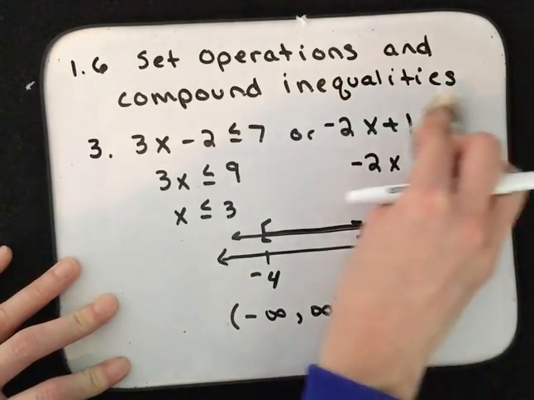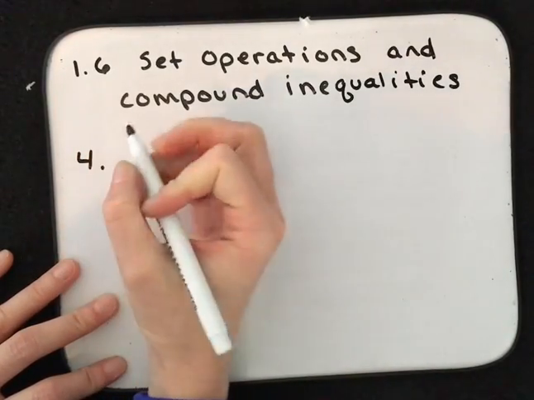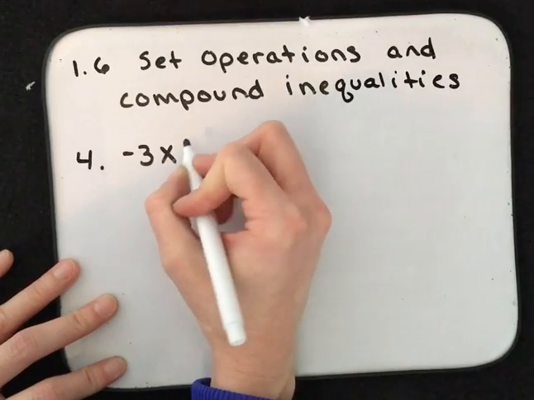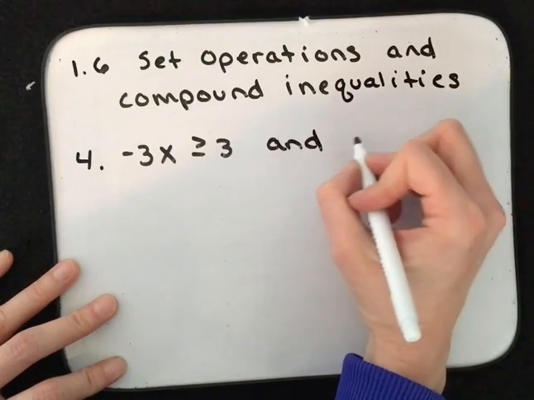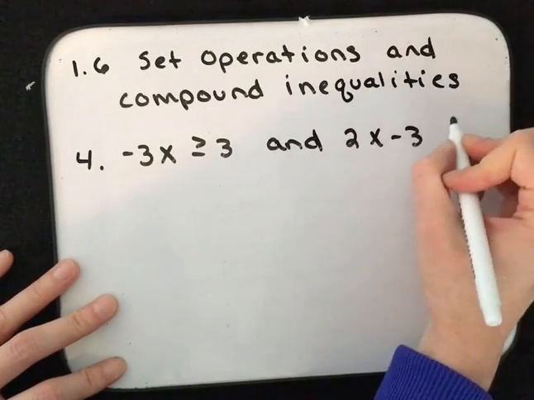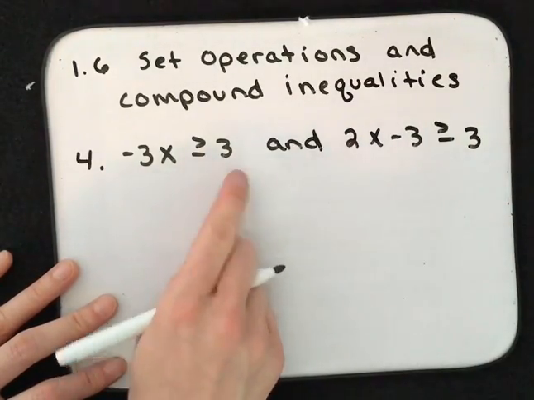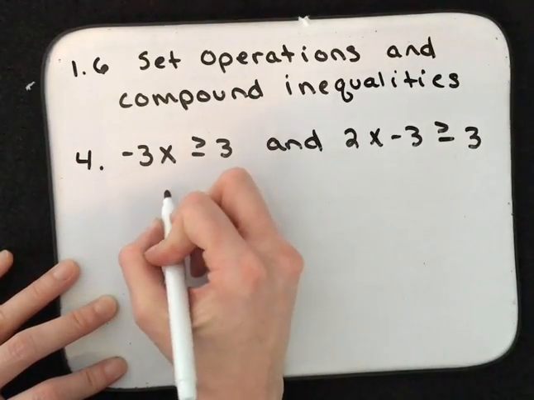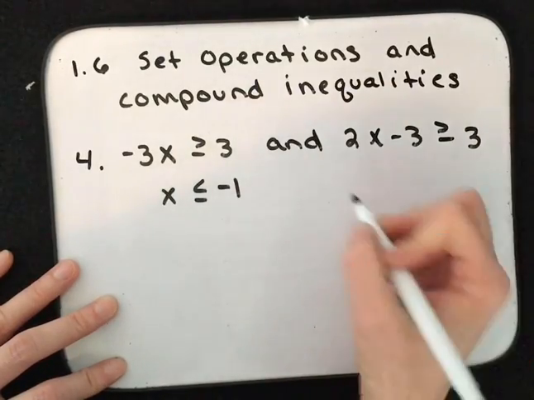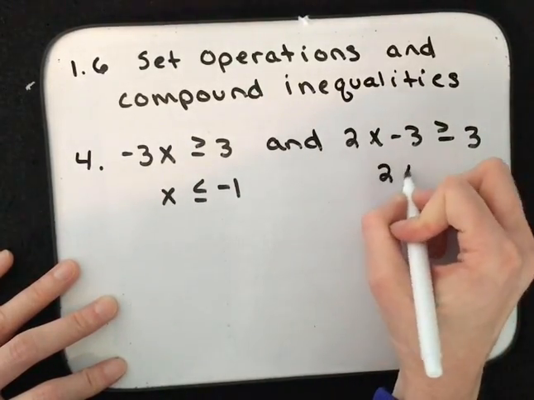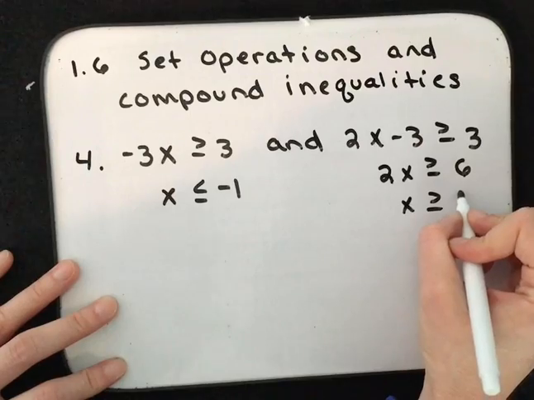Let's try again. Negative 3x is greater than or equal to 3, and 2x minus 3 is greater than or equal to 3. So here we need to divide by our negative 3. We're going to divide by a negative, so we have to switch our inequality sign. 3 divided by negative 3 is negative 1. Here we add 3 to both sides, and then we can divide by our 2. 6 divided by 2 gives us 3.